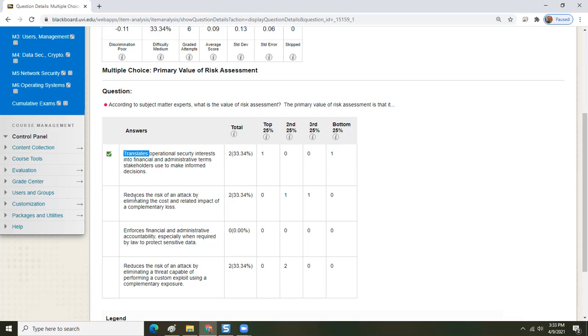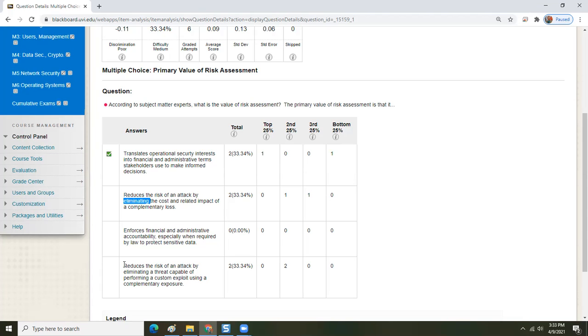We had some students who chose the other possibilities. Reduces the risk of an attack by eliminating the cost and related impact of a complementary loss. Oh no, risk assessment doesn't eliminate the cost. It brings sharp relief and focus to the cost, but it doesn't eliminate the cost. That's why this answer choice is not a good one.